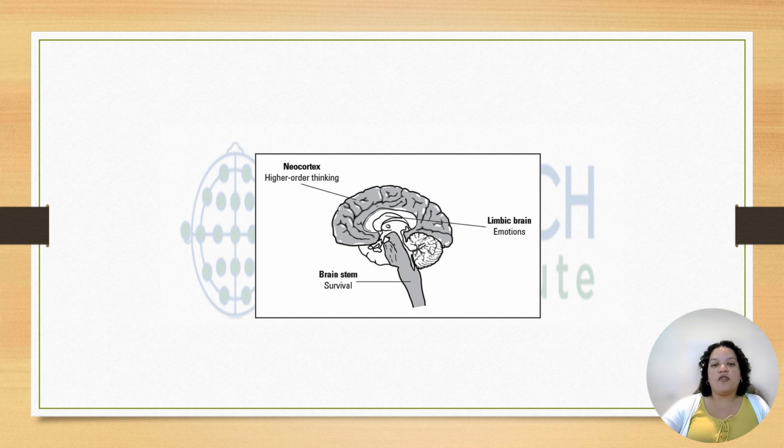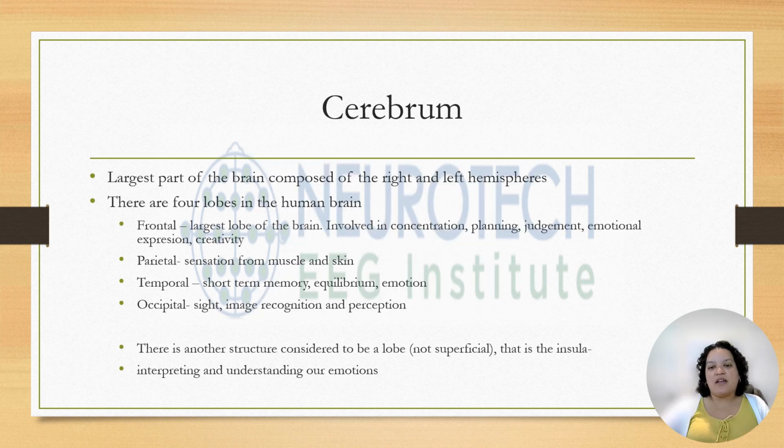Neocortex is for higher order thinking, and then we have the limbic system, which is in charge of emotions, and then the brainstem, which is for survival, for the heartbeat, for respirations, just to keep us alive. And then we start with the cerebrum. So the cerebrum is the largest part of the brain and is composed of the right and the left hemisphere. I'm pretty confident that by now we all know what the four lobes of the brain are, and that's frontal, temporal, parietal, and occipital.